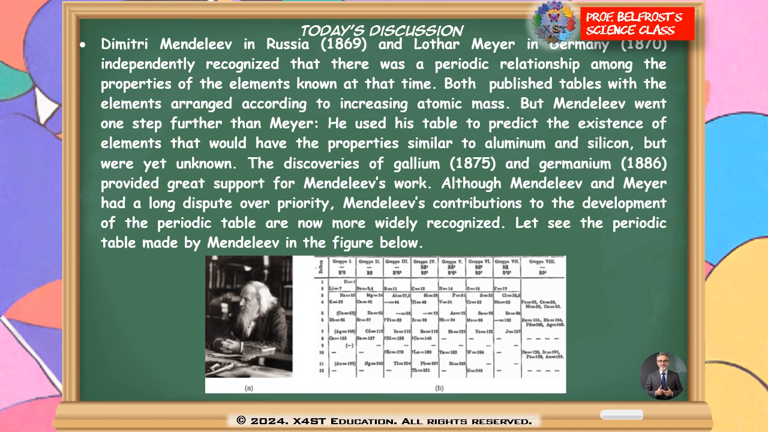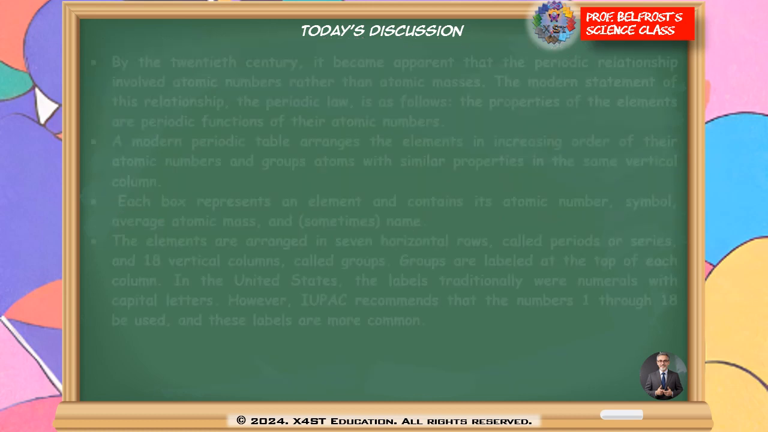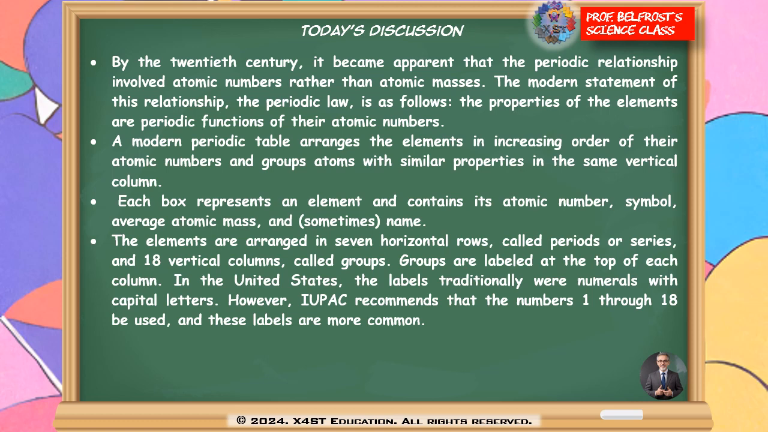You can see it is categorized into groups, I mean, columns and rows, right? It depends on the similarity of the characteristics. By the 20th century, it became apparent that the periodic relations involve atomic numbers rather than atomic masses. The modern statement of the relationship, the periodic law, is as follows: the properties of the elements are periodic functions of their atomic numbers. A modern periodic table arranges the elements in increasing order of atomic numbers and groups atoms with similar properties in the same vertical column.